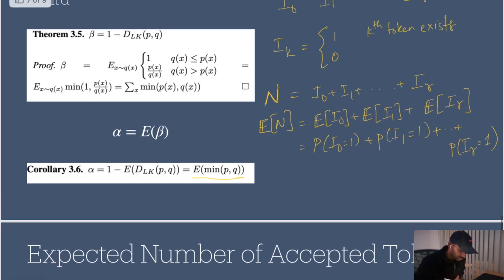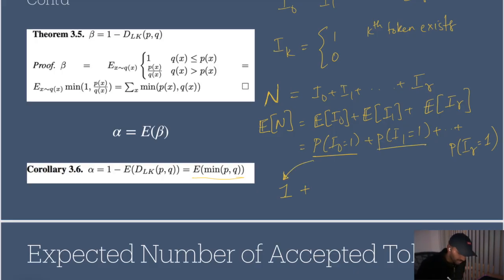So what is the probability that the first token exists? The first token always exists, right? So even if no token from the approximation LLM was accepted, we'll still go ahead and sample one token from the target LLM, right? So the probability that I0 is equal to 1 is 1, okay?